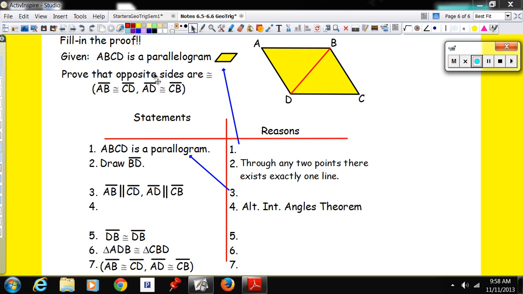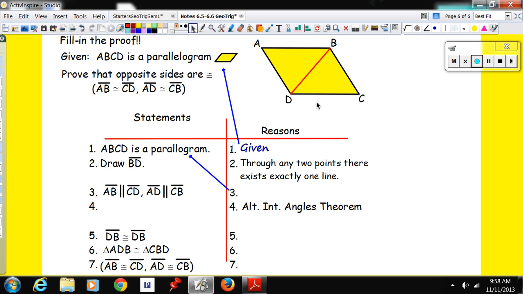They want us to prove that the opposite sides are congruent. So we know that they are because it's a parallelogram, but we're right now assuming that they're not. And we want to prove that they are. Prove that a parallelogram, this actually works. So first we talk about ABCD being a parallelogram. That's my given statement. There's the little parallelogram right there.